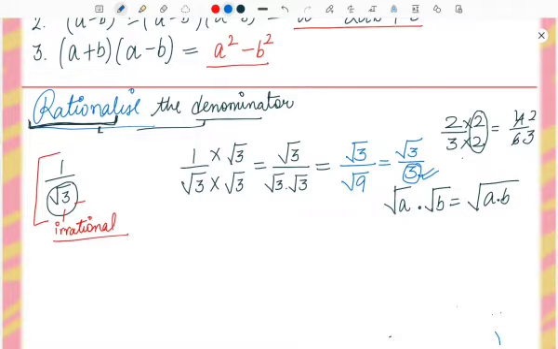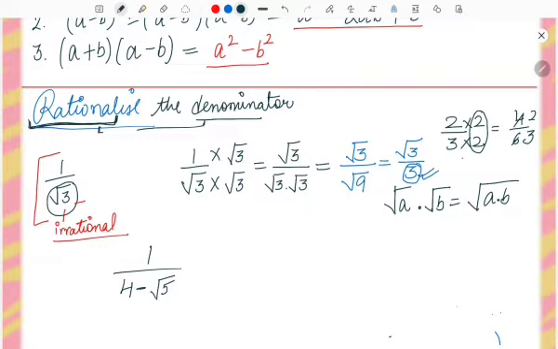We are going to do more examples in the exercise. I am giving you one more example, which is a higher version of this one. 1 upon 4 minus root 5. 1 upon 4 minus root 5.